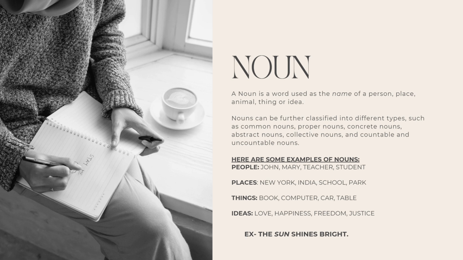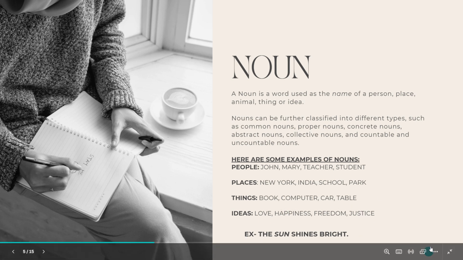Now, concrete nouns are nouns that refer to things that can be touched or seen, like any place, any people, anything, any substance even. For example, I drank a glass of water. Water is a substance that can be felt and sensed by us, right? Here is one more example: the sun shines bright.